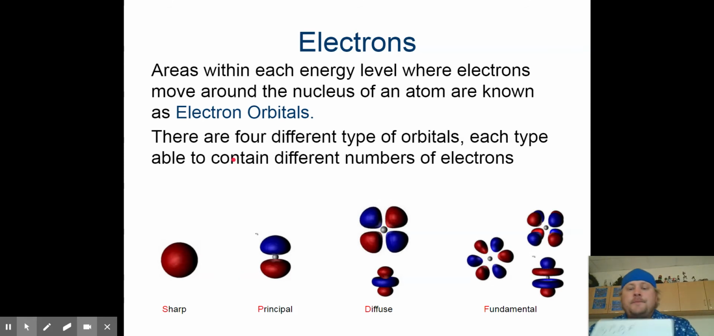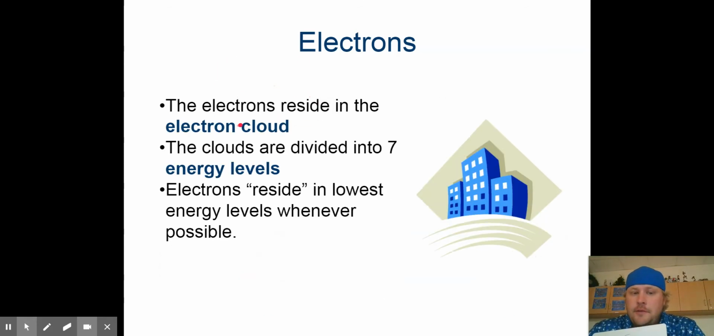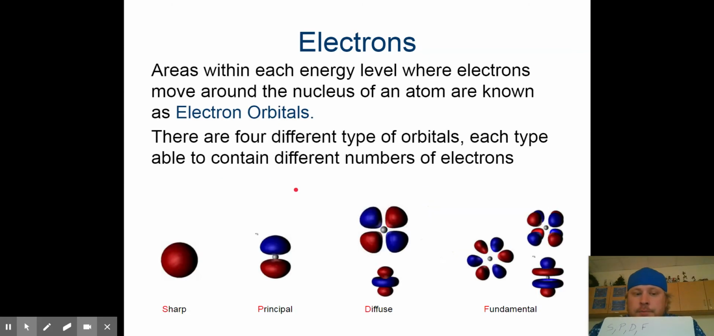All right, and we're back. So you should have this written down. And again, let's talk about electrons. They reside in the electron cloud. That's the thing that goes around and around the nucleus. There are 7 different levels. Those are the circles around the nucleus. And electrons go in the lowest one. The orbital, again, is that thing that is surrounded and goes around. So if that little dot is the nucleus, that just keeps going around and around and around. My drawings are lovely, okay?